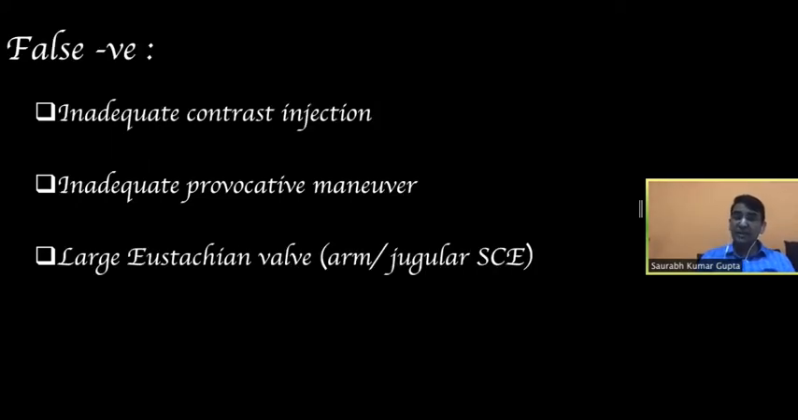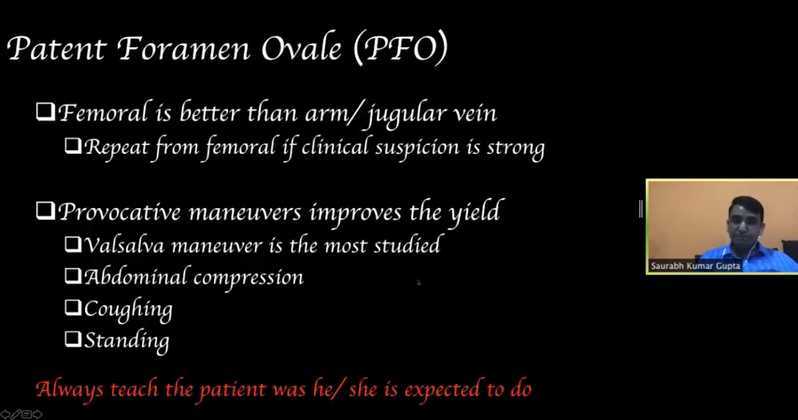Now, can there be false negative? Yes, if your contrast injection is not good, if the provocative maneuvers, if you have used them, are not good enough, and if there is a large eustachian valve, then it can be false negative if you are performing the injection from the arm or jugular vein, because the eustachian valve will deflect all the agitated saline towards the right ventricle. So in such cases, a test should be repeated from the femoral side if clinical suspicion is high.